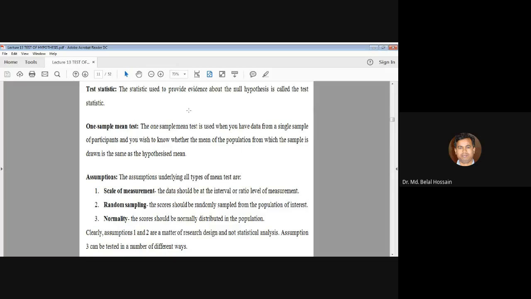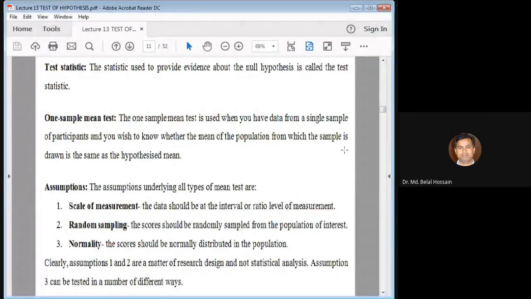So these are all terminologies you have to know for testing hypothesis. Okay, do you have any questions? Okay, you don't have any questions, so you want to go to some examples directly now.